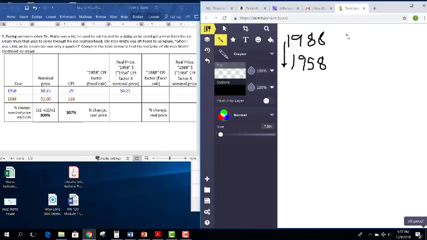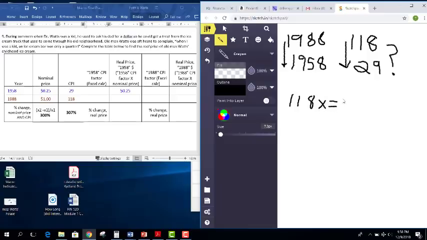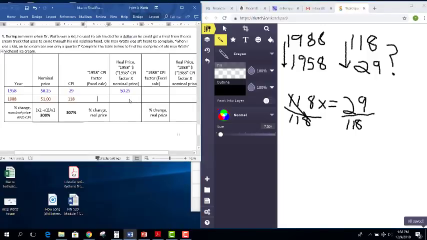Okay, the CPI here in 1988 was 118. And I'm saying, what would take me back from this value to the CPI then, which was 29? What's the factor? What multiplier takes me in that direction? So the math looks like this: 118 times x equals 29. Simple algebra here. Solve for x by dividing out this coefficient, divided by 118. That cancels. So x equals 29 over 118, and that's what I'm going to do here.